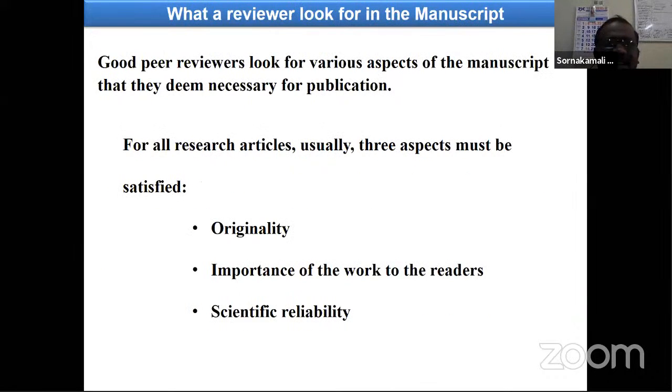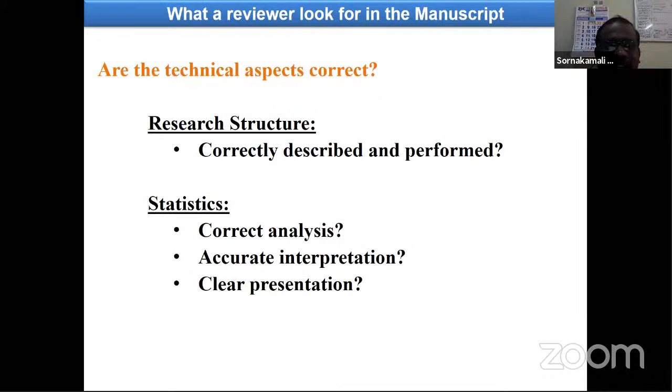Okay. So in the case of the peer review system, what the reviewer looks for in our manuscript is that it is original, that it is important to the readers of their journal, and then the scientific reliability and integrity of that manuscript. Apart from this, the reviewer looks at whether the research has been structured correctly, whether it has been performed in the exact way, whether we have used the correct statistical analysis, whether our interpretations are accurate, and whether we have presented data clearly. So these are the things the reviewer looks at in the manuscript.